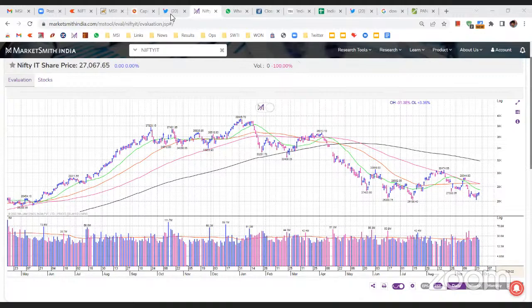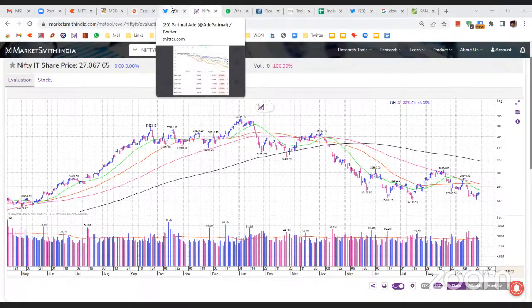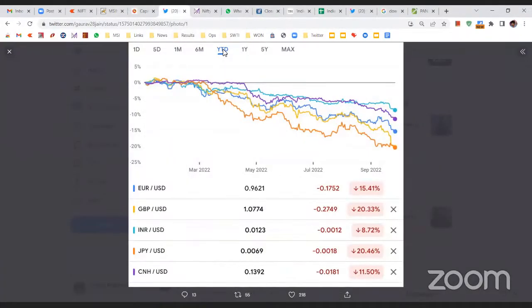I'd like to point out another major pointer, and then we'll be moving to the stock specific pairings. This is one chart I found on the internet, which I found very good. It talks about the depreciation of various currencies against the US dollar. The US dollar has been very resilient and has been outperforming other currencies. You can see the euro has depreciated nearly 15%. The pound has depreciated 20%. The Indian rupee has depreciated 8.7%. The Japanese yen has depreciated 20%, and the Chinese yuan has depreciated 11%.